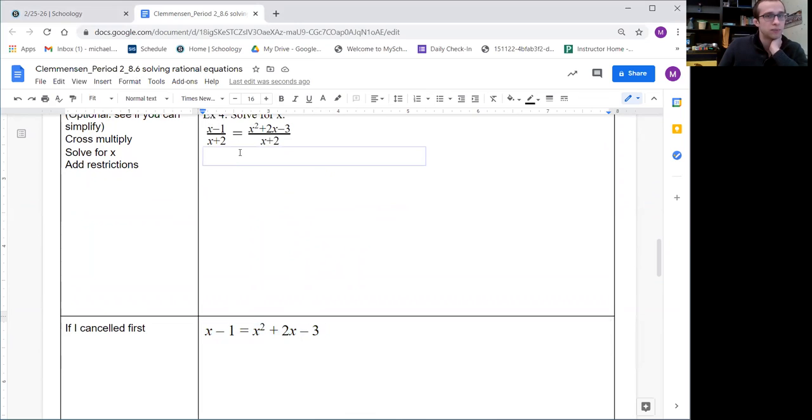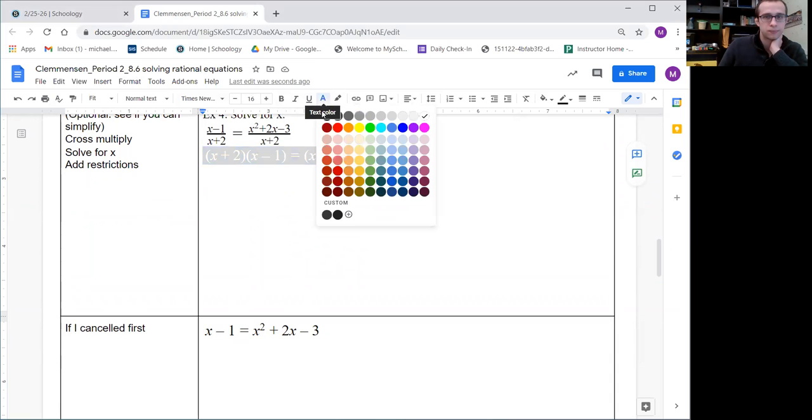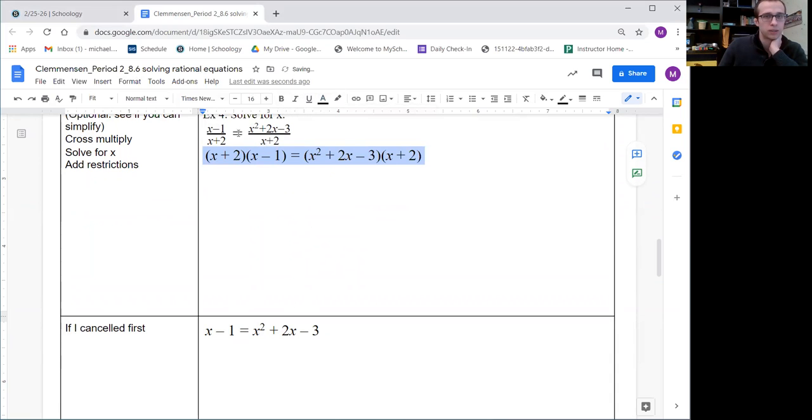Now, let's say we didn't notice that. We decided to cross multiply instead. We would cross multiply, again multiplying x plus 2 times x minus 1 and x plus 2 times this one. Now you got to get used to canceling when you can, and figuring out when you can cancel. Since these are both multiplication between these two, I can cancel out these x plus 2's. The reason I can do that is because they're both matching on both sides.